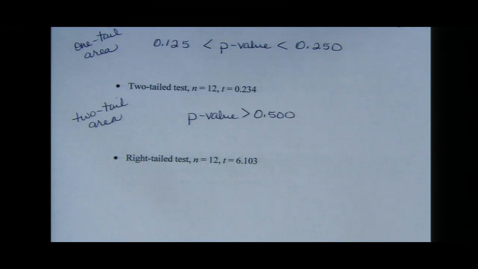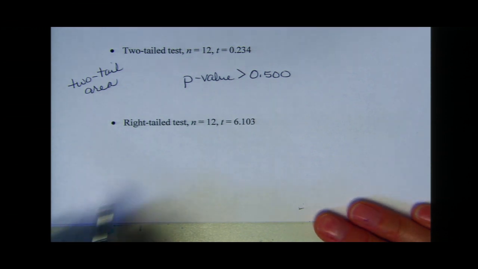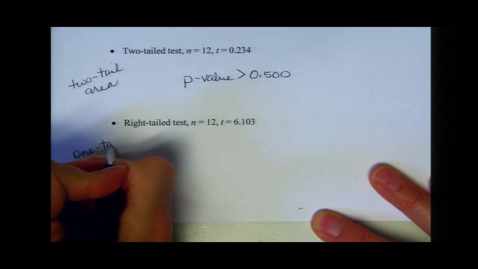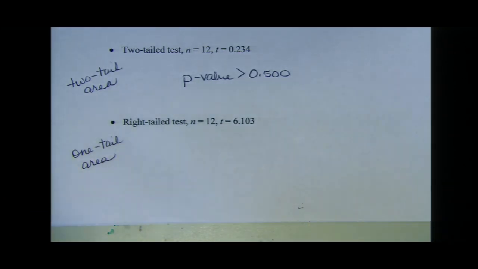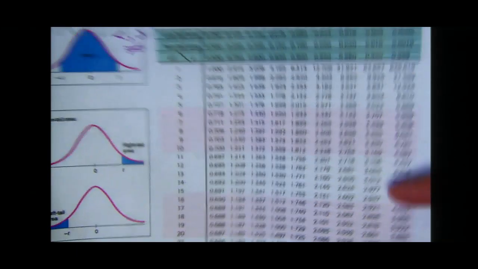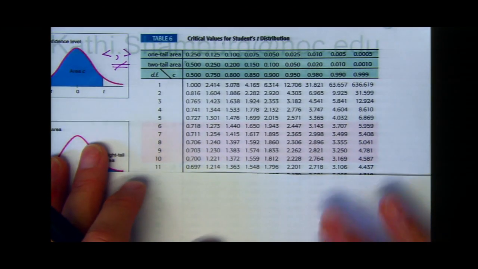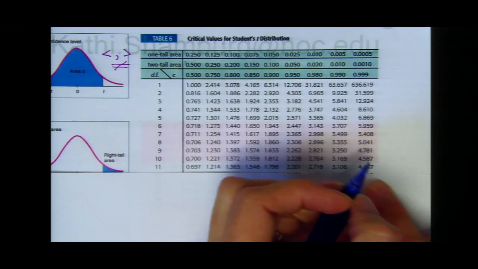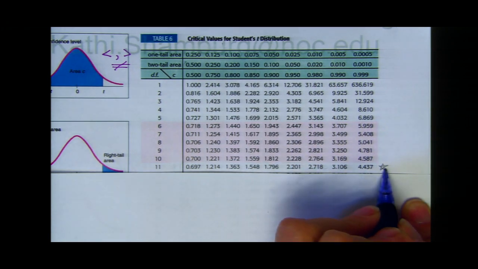All right, one last example just on the t-table before we get into an example of a complete 5-step test. Right tail test, so we have one tail area. My DF is still 11, and now I am looking for 6.103. So what do you think I did this time? So the largest number is 4.437, and we're looking for 6.103, which would fall to the right of this.